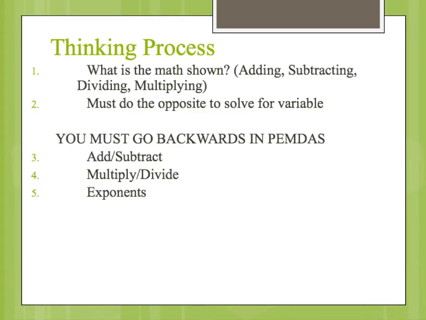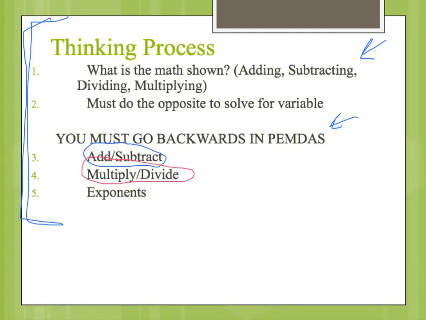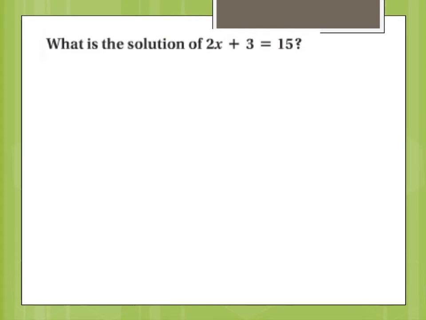Here's what your thinking process should be when you're solving two-step equations. It's kind of like one step, except it's just in two steps instead of one. So again, you first want to see what is the math shown, and you have to do the opposite. But you have to work backwards from PEMDAS. This is very important. Make sure you write this down. Backwards from PEMDAS, that means you do any adding, subtracting, then you do any multiplying, dividing, and then any exponents if you have them. Let's get started.